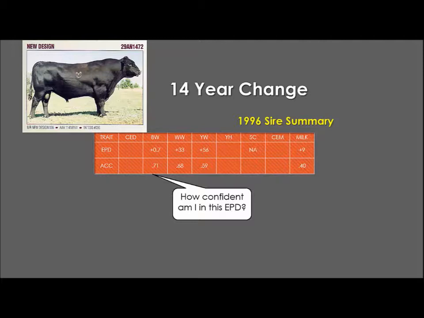One way to do that is to look at possible change values. So here's an Angus bull, and this is what his values were in the 1996 sire summary. We're going to focus on his birth weight EPD. It has an accuracy of 0.71 right now, so pretty highly accurate. We wouldn't expect that value to change a lot over time. But if we want to look at what exactly that could change to, we can look at possible change values. So how confident are we in this EPD?